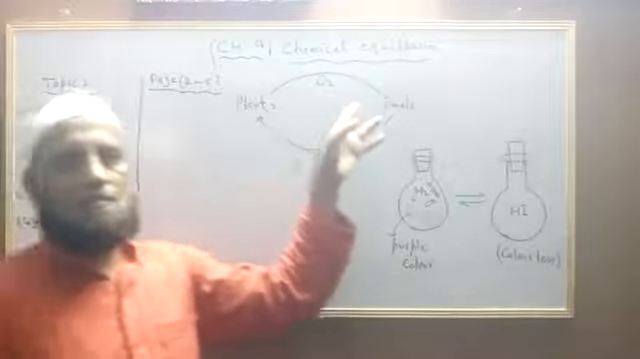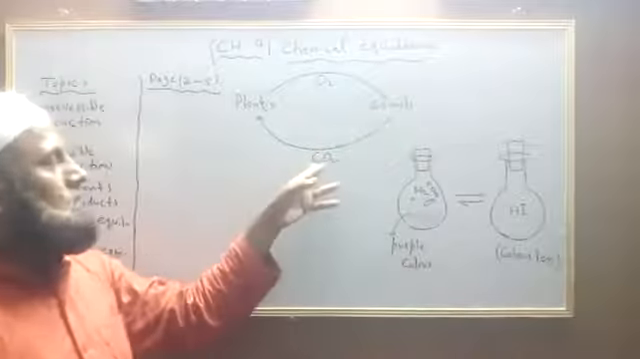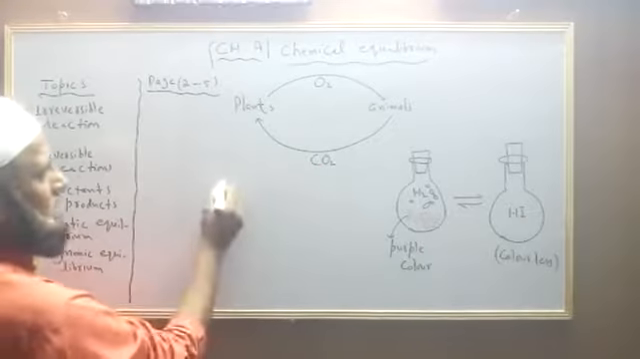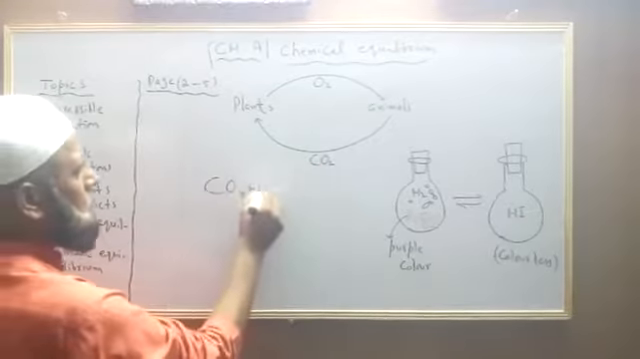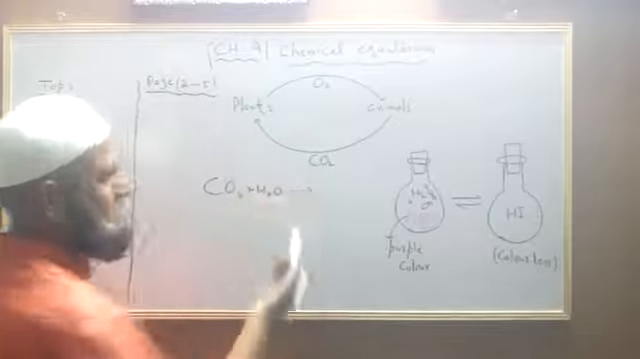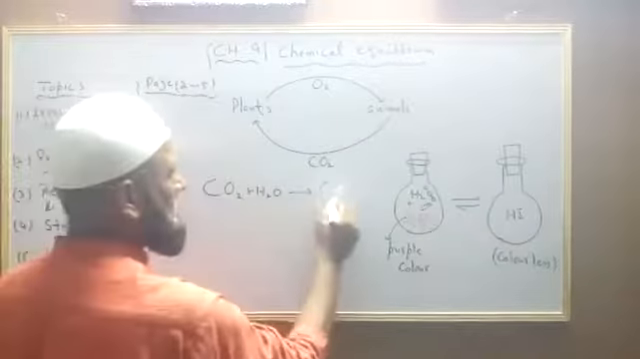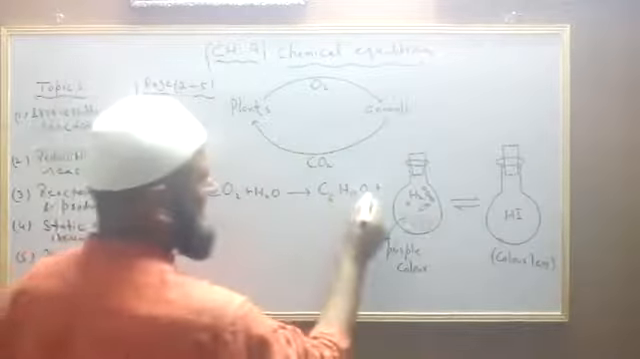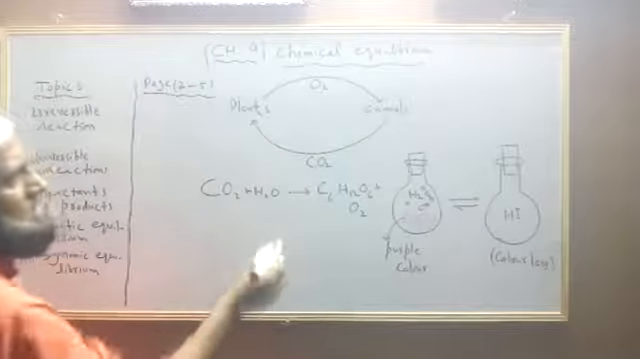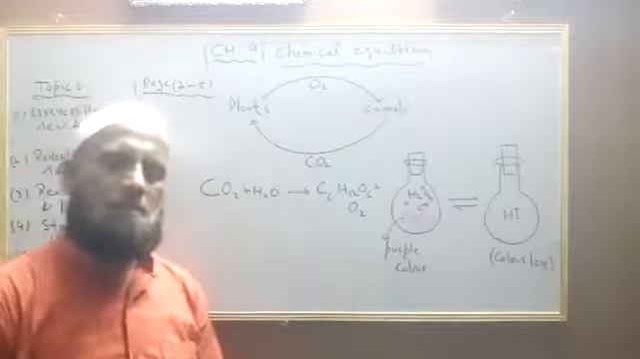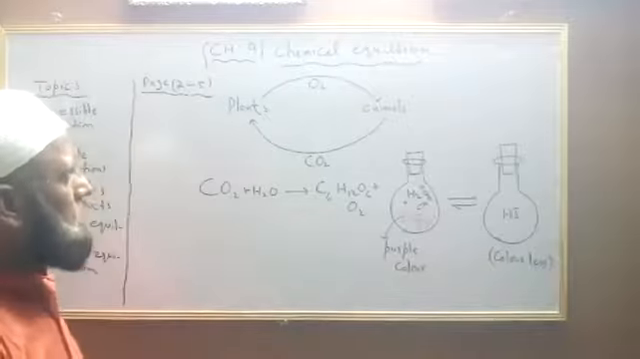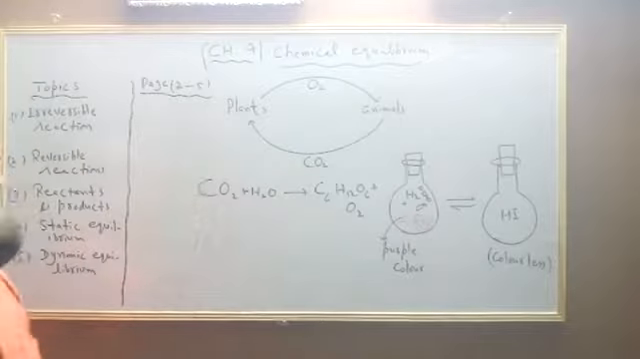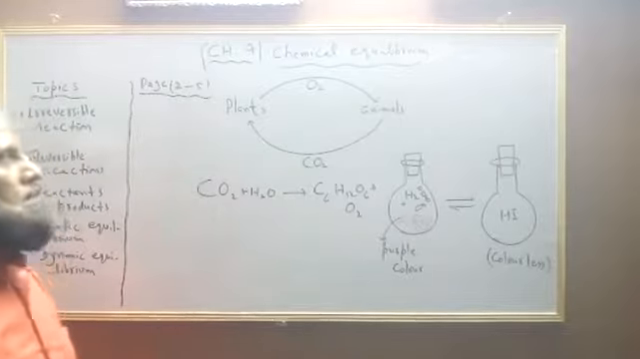Plants use carbon dioxide for photosynthesis, and here I would like to mention the chemical equation: CO2 plus H2O. This process takes place in the presence of chlorophyll, and as a result we get C6H12O6 plus oxygen. This oxygen is consumed by the animals. Animals breathe with the help of this oxygen. So this is a simple representation of chemical equilibrium in our atmosphere.